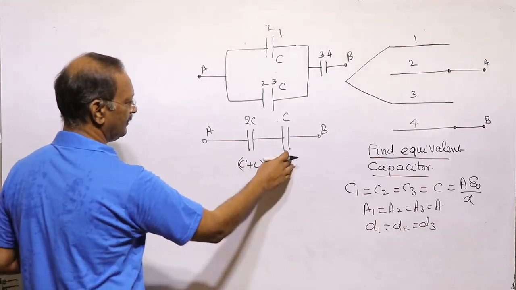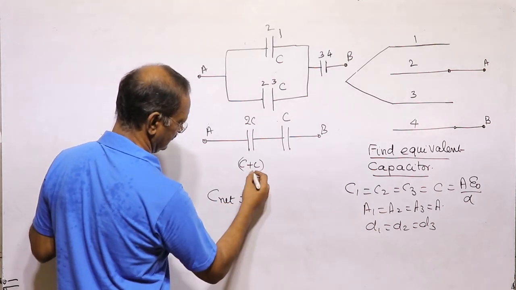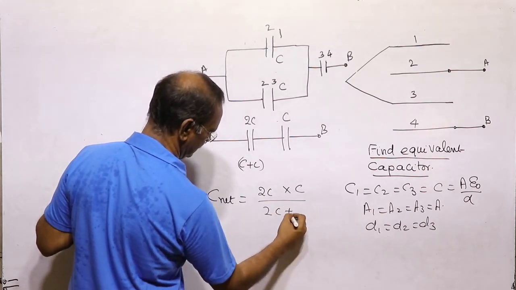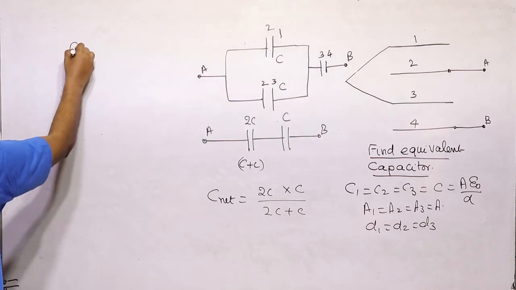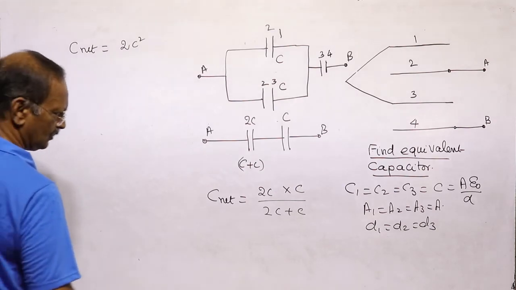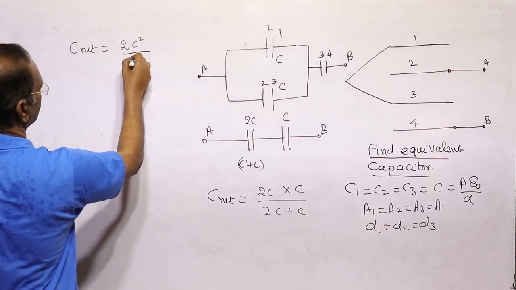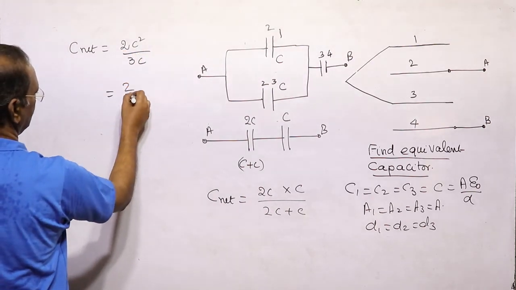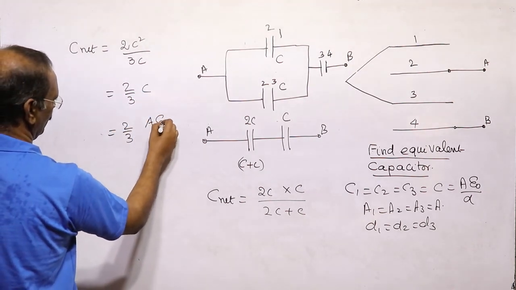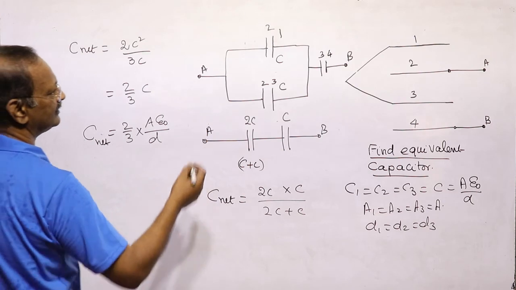Okay, now these both are in series. Therefore, C net is equal to 2C multiplied by C over 2C plus C. Therefore, C net is equal to 2C squared divided by 3C, which is equal to 2 by 3 C, where C is equal to A epsilon naught by d. This is the C net for this given circuit.